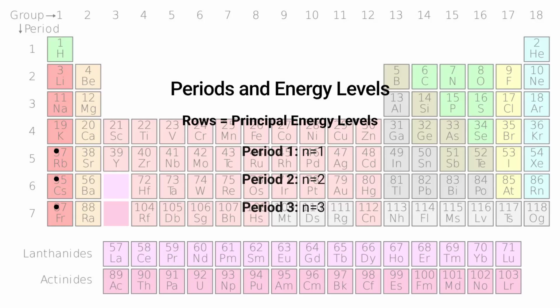Let's start with the horizontal rows, known as periods. Each period number directly corresponds to the principal energy level, or N value, of the outermost electrons for all elements within that row. For example, every element in period 3 has its valence electrons residing in the third principal energy level. This simple correlation immediately tells us about the general size and energy of an atom's electron cloud.